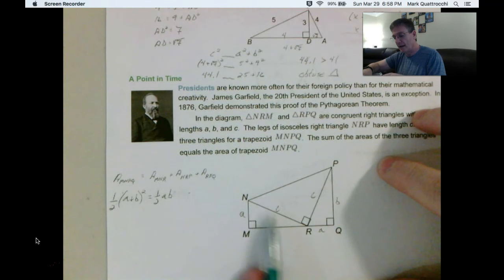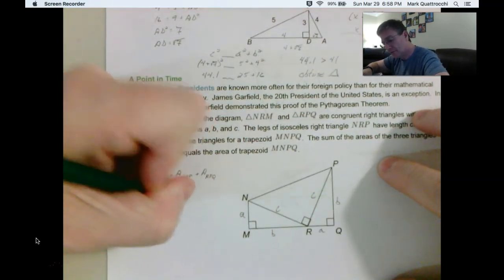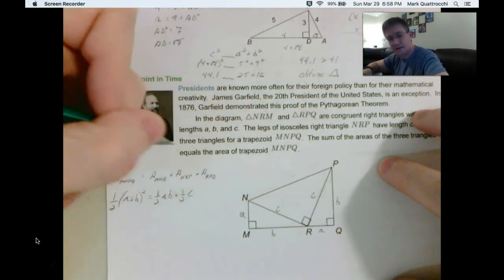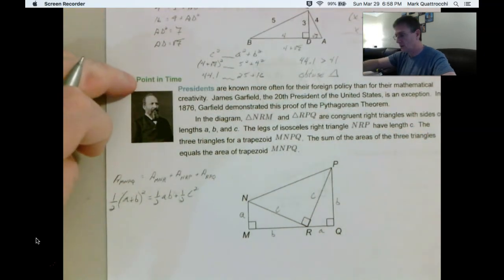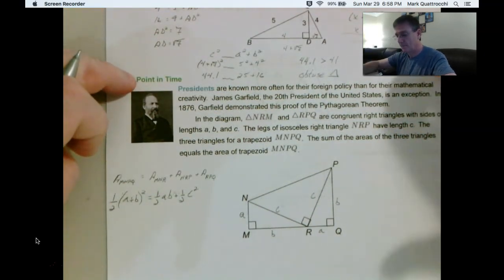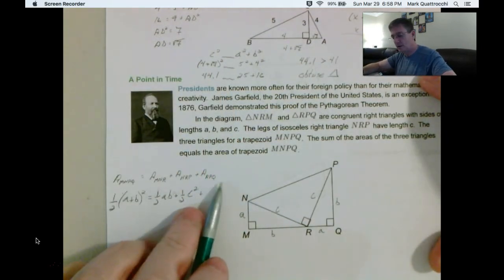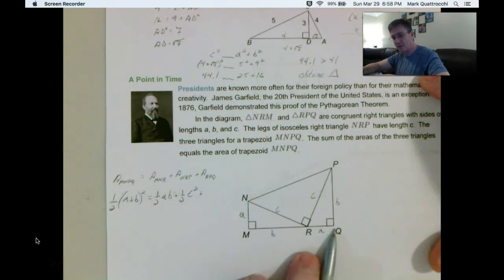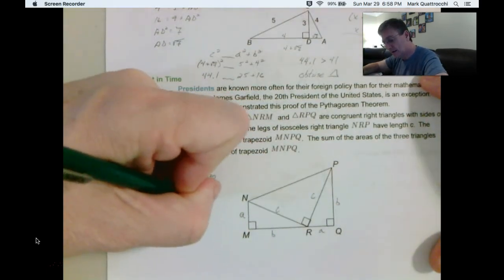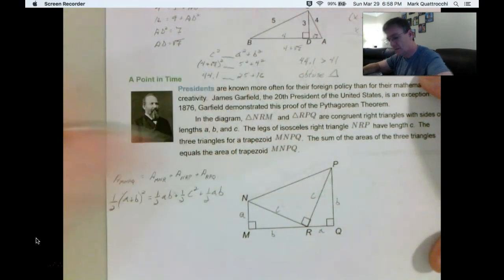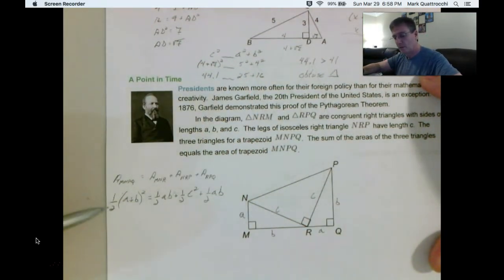Area of triangle NRP, 1/2 base times height, 1/2 C times C is C squared, plus area of triangle RPQ, again, area of 1/2 base times height, 1/2 AB. All of these 1/2s can be canceled. Just get rid of all of them by multiplying everything by 2.